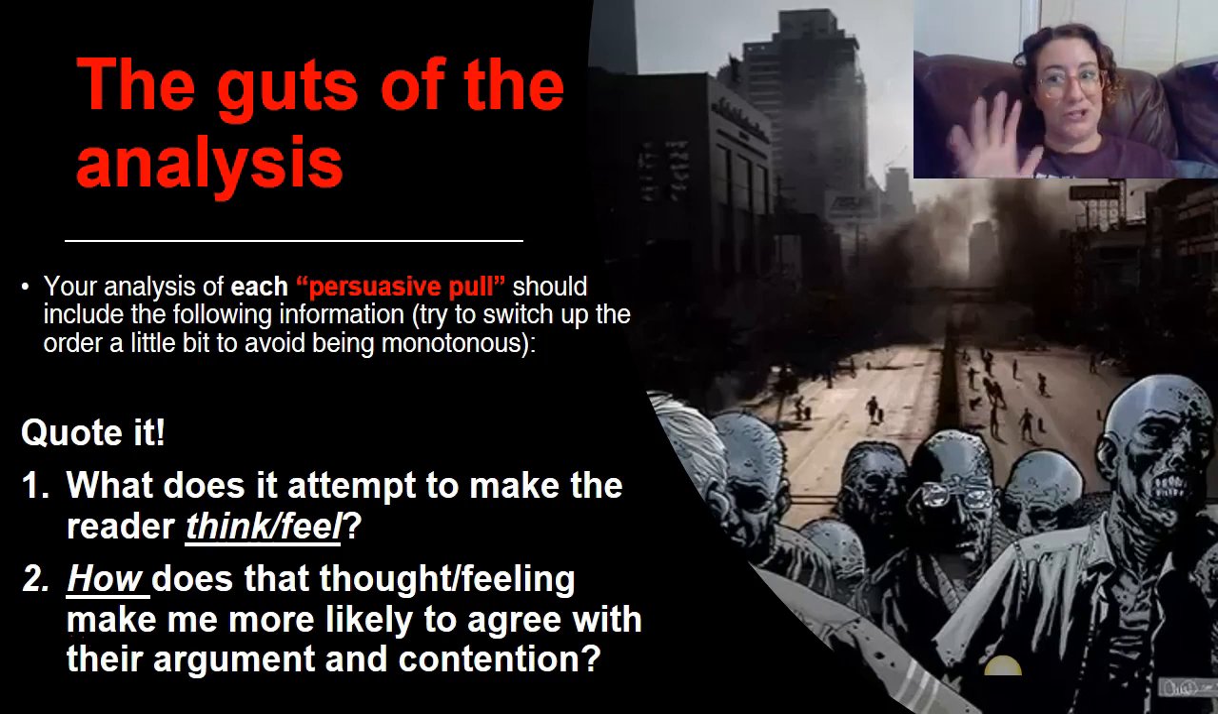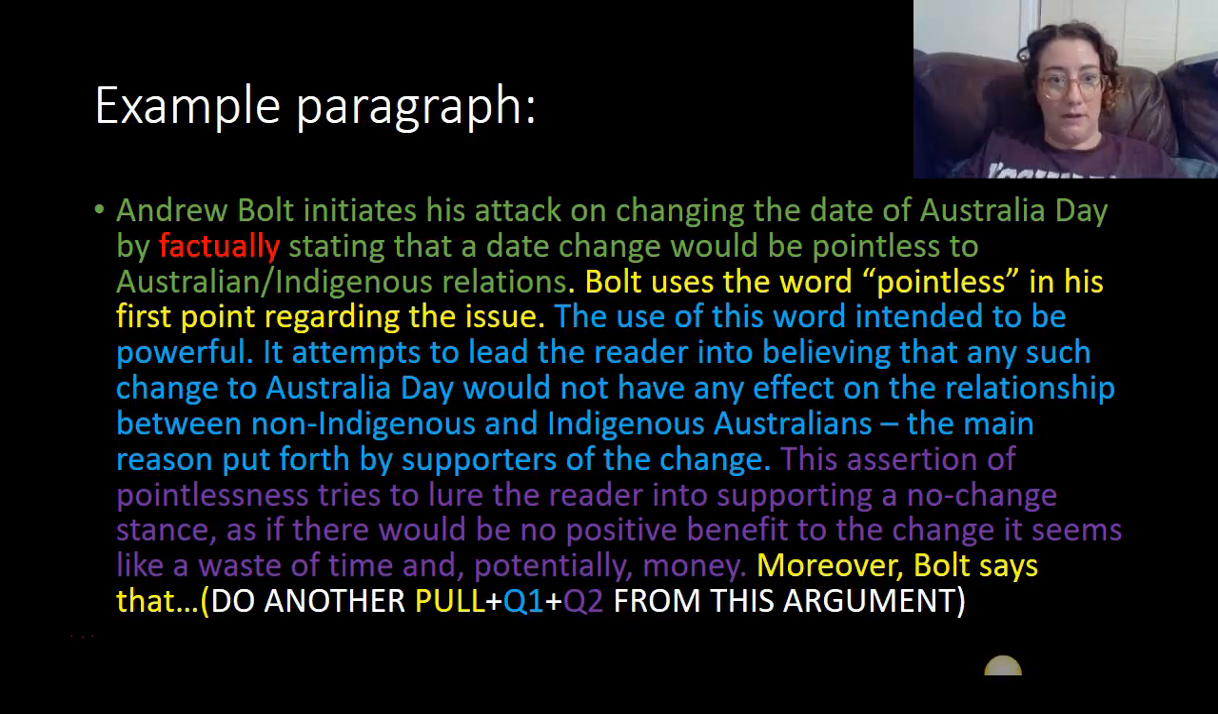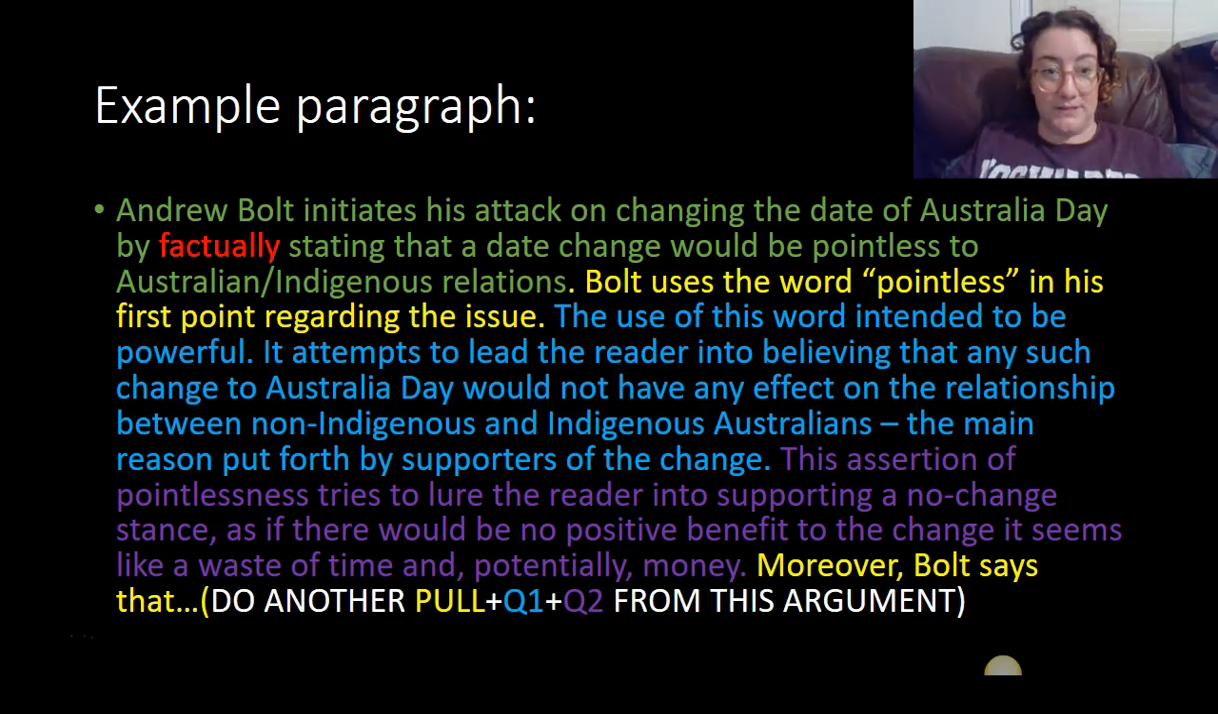Okay, so I'm going to show you what I mean here. All right, here's my example paragraph. Now the green is topic sentence, the red is tone. So this whole green bit is the topic sentence, but the green is the argument and red is the tone. And then I've got yellow for the quote. Then I've got blue for question 1, and then purple for question 2. Okay, so let's read it.